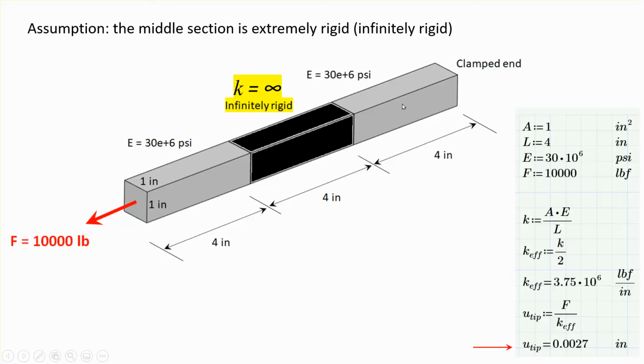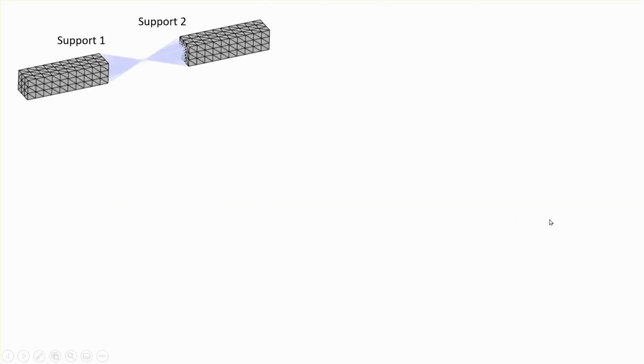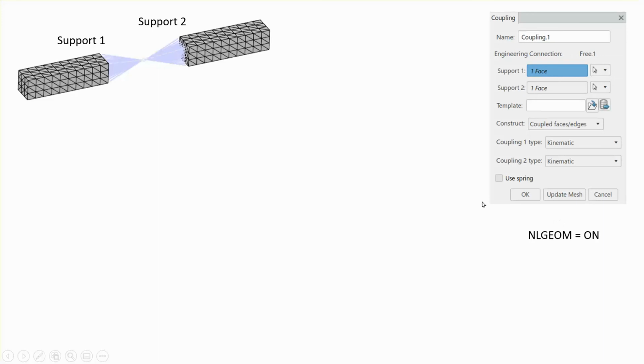But now these two springs are in series, okay? So the overall stiffness is half of K, K over 2. So it's going to be this. So if we're going to check our results, we have to take the force divided by that effective stiffness, and we better get a displacement of 0.0027. Okay, so we're going to check our result against this, and I'm going to make the model for you. Then we come back and look at the situation if you make changes.